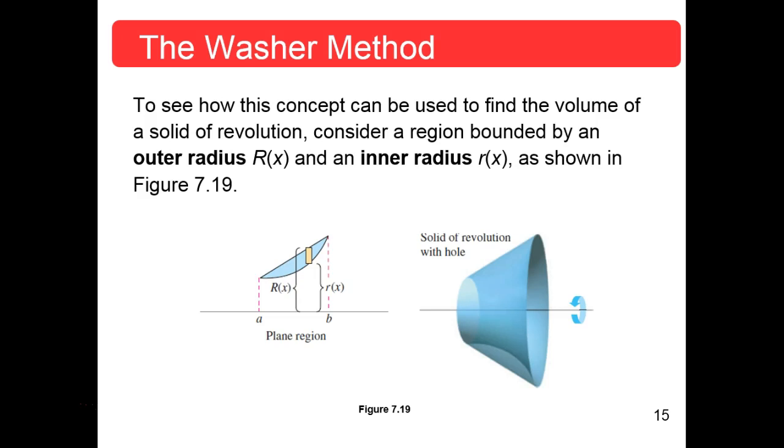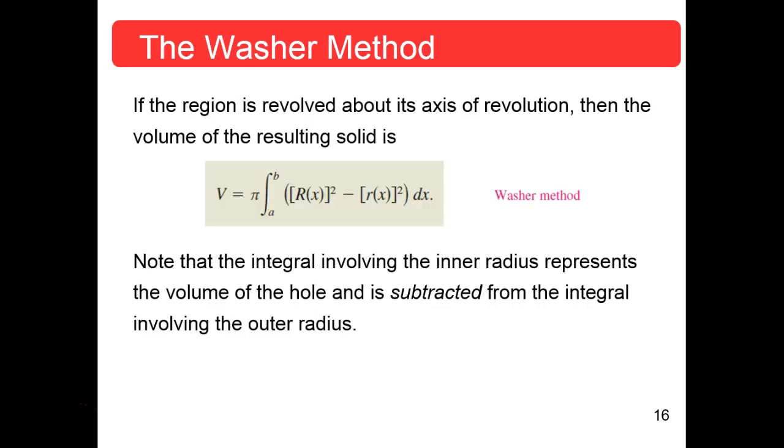So it would be pi times capital R squared minus little r squared times your dx, delta x, whatever you want to call that. Okay? So the region is revolved around the axis of revolution. Then the volume of the resulting solid is V equal to, and whatever your limits were where those two curves intersected, A and B, V is pi times the integral from A to B of your outer radius squared minus the inner radius squared dx.